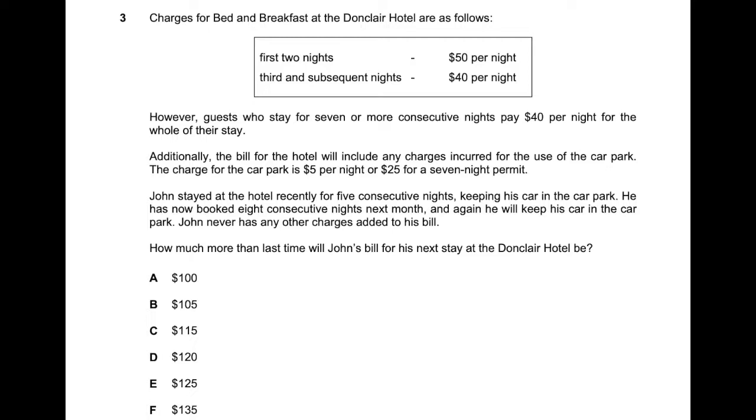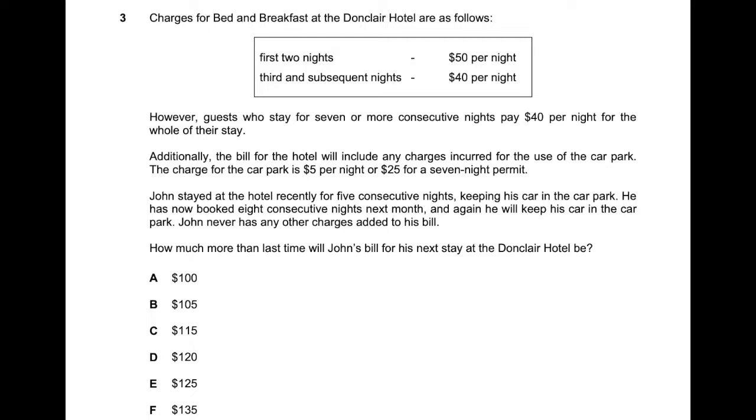John's previous stay at the Dongkleur Hotel: charge for nights 1 and 2 equals $50 plus $50 equals $100. Charge for nights 3 to 5 equals 3 multiplied by $40 equals $120. Charge for car park equals 5 multiplied by $5 equals $25. Total cost of stay equals $100 plus $120 plus $25 equals $245.